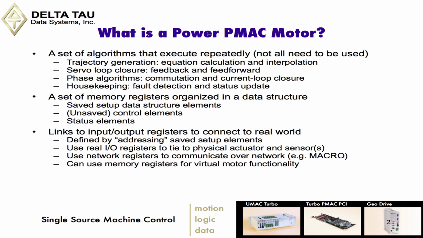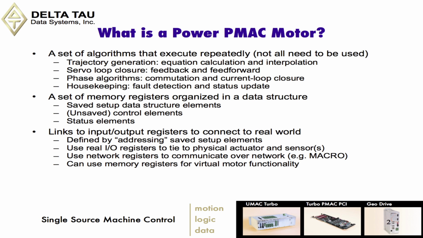And basically a motor uses a number of these algorithms. There's trajectory generation that would come from some kind of motion program that's generating a trajectory or a motion sequence for the motor, or there could be jog commands being issued by a host computer or from a PLC. There's servo loop closure using feedback and feedforward. The phasing algorithms, commutation and the current loop closure. Housekeeping, which is fault detection for the motor. Status and status update for the motor.